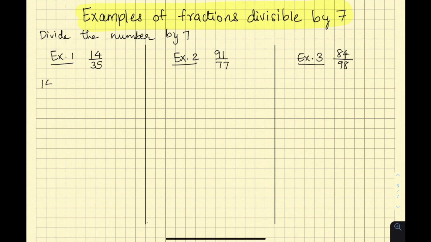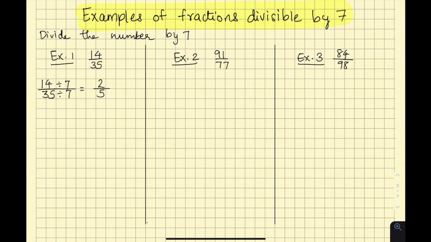Now 14 and 35. If we know the table of 7, so 7 ones are 7, 7 twos are 14, 7 threes are 21, 7 fours are 28, 7 fives are 35. So means they both are divisible by 7. So 14 divided by 7 is 2 and 35 divided by 7 is 5. And 2 and 5 do not go in any other common table. So 2 over 5 is the simplest form of the fraction 14 over 35.